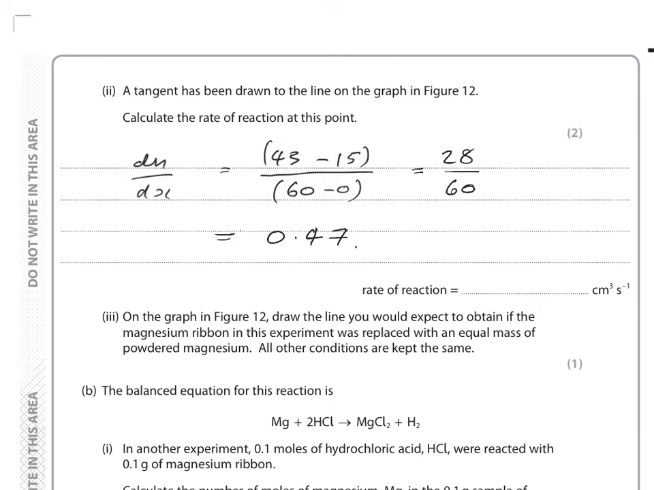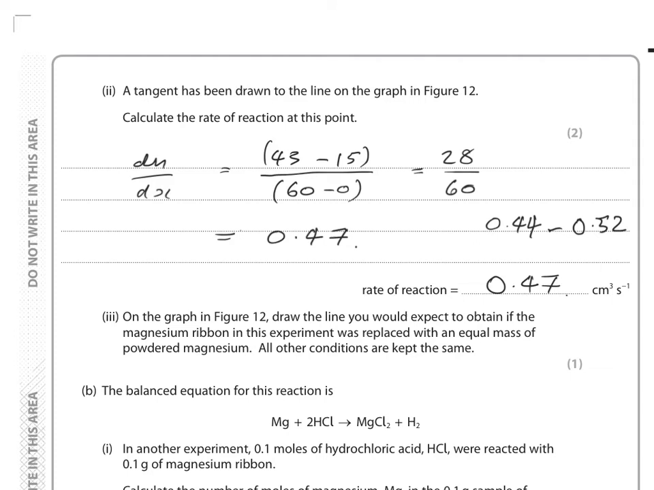0.47. Now it allowed any value between 0.44 to 0.52, depending on how you took your measurements off the graph, but it should be more or less 0.5, 0.47, and that's centimetres cubed per second. That's the number of centimetres cubed that it produces per second.